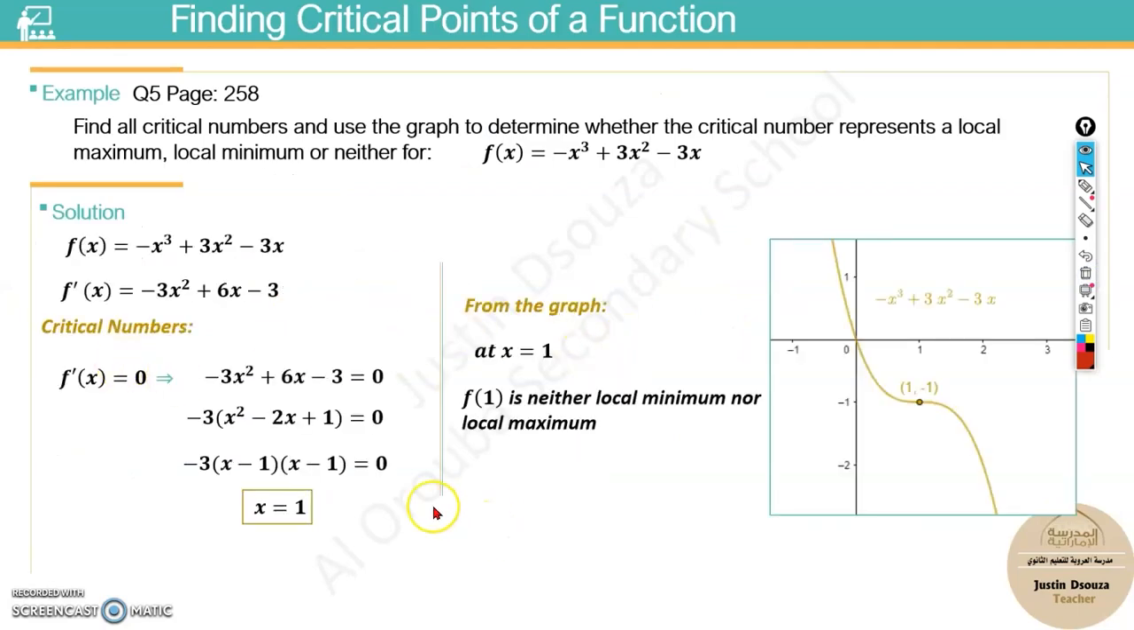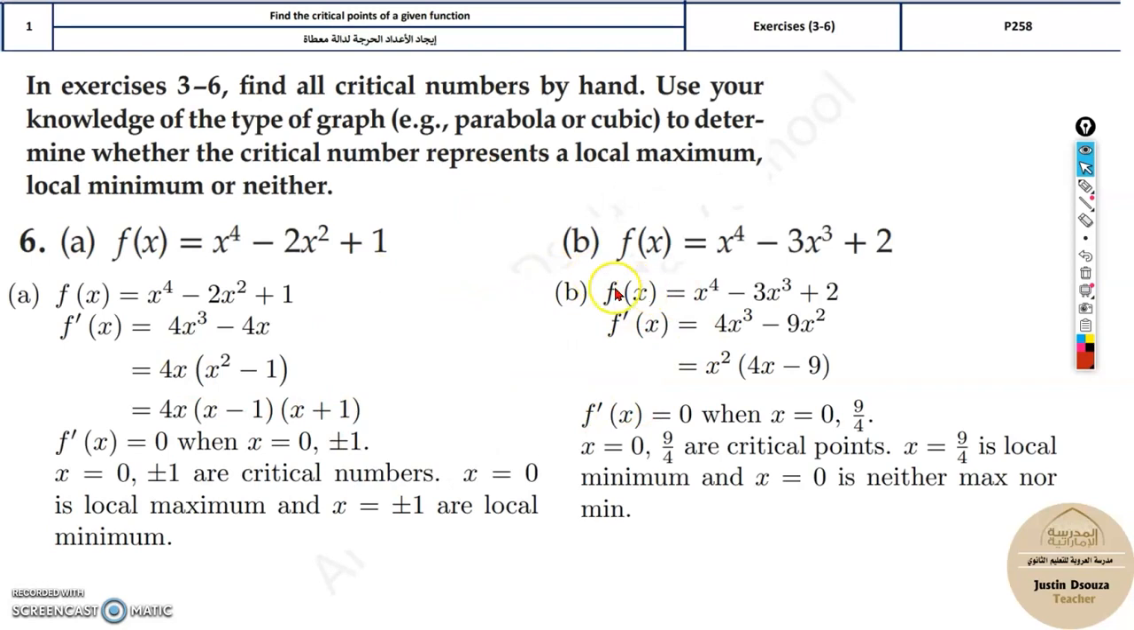Over here, detailed methods are there. You can see over here, it's directly from the knowledge of graph. But in the coming problems, coming topics, we will see the method again and again. So please make sure you understand writing the critical numbers and testing the values.